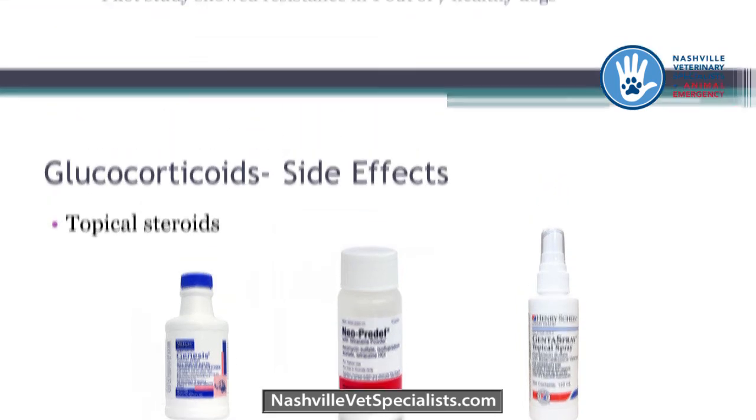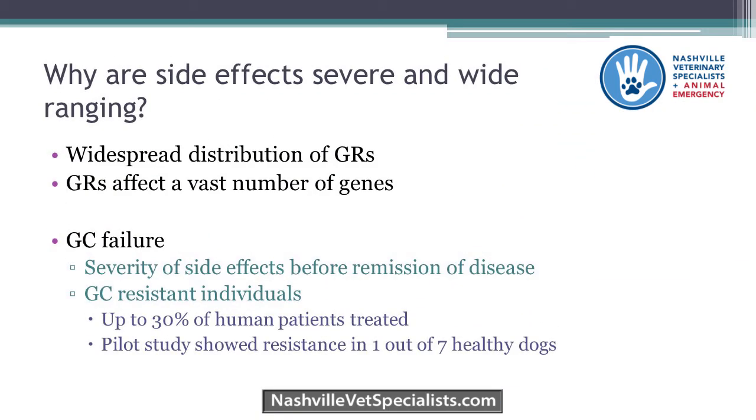So that's my soapbox. Why are the side effects so severe and wide-ranging of steroids? Once again, that little yellow piece that we showed you in the cytoplasm, those things, they're in the cytoplasm of almost every cell type, for one thing. There's a ton of them. And then additionally, they can affect a ton of different genes. So that's why they're so widespread. Next question would be, why are my steroids not working for X disease process that I'm trying to treat?